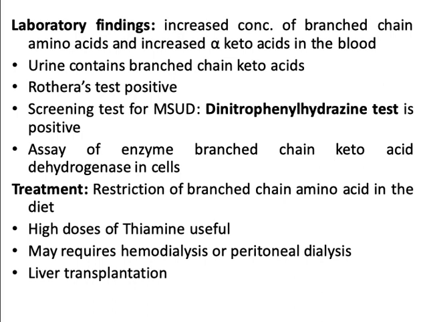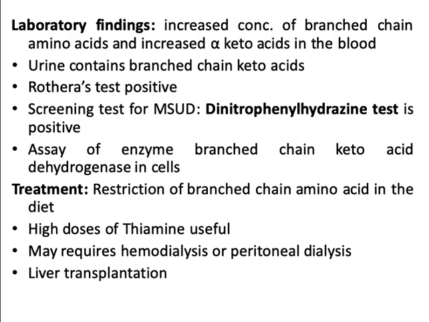Some of the laboratory findings, that means diagnosis of MSUD, include: there is an increased concentration of branched chain amino acids and also increased alpha-keto acids in the blood. Urine contains branched chain keto acids. Rothera's test is positive, and the screening test for MSUD is the dinitrophenylhydrazine test, which is positive in case of MSUD. This test procedure, observation, and inference we are going to discuss in tomorrow's class, that is inborn errors of metabolism associated with amino acids. And one more laboratory finding is assay of the enzyme branched chain ketoacid dehydrogenase in cells.